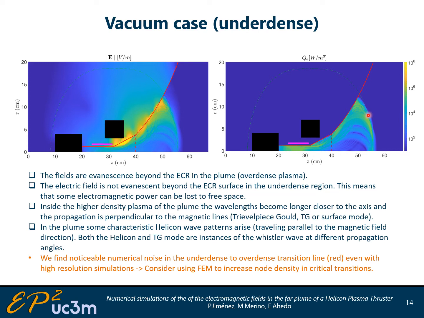It is also important to remark that in these simulations we have seen significant numerical noise in the transition between the underdense and the overdense plasma, and this is something to be concerned of. We want to improve this behavior by including more node density, higher node density in that transition line, but for that we are planning to use a finite element mode in the coming months.